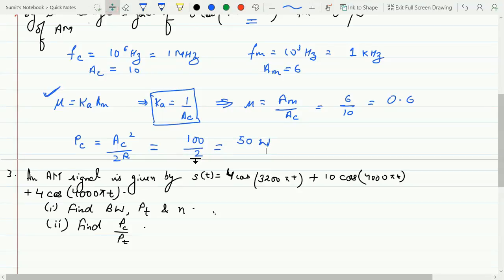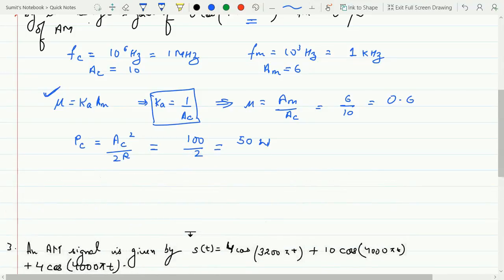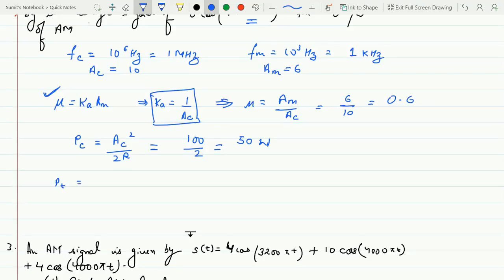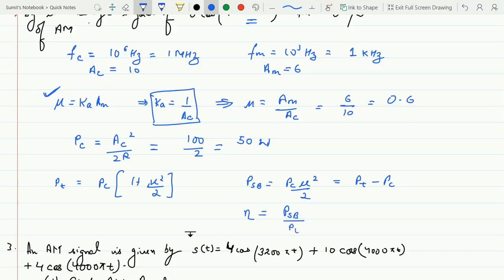Now since you have found out the carrier power, you can find the other terms as well. You know the relations, you know the total power is Pc times 1 plus mu square by 2. So simply put the values, I'm not solving it here. You can put the values and find out the value here, and then you find out the sideband power, that is Pc times mu square by 2, or you can also do PT minus PC. You will get the same thing from both the cases, and then you can find out the efficiency as PSB by PT.